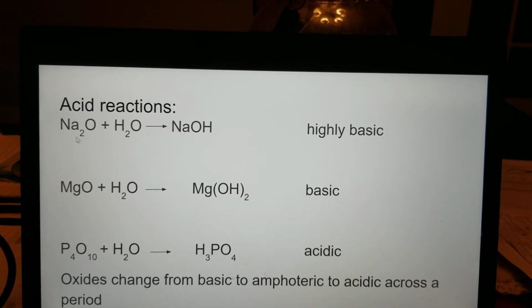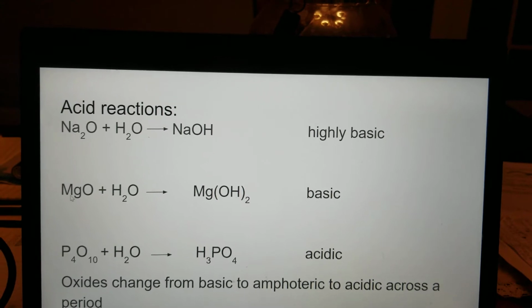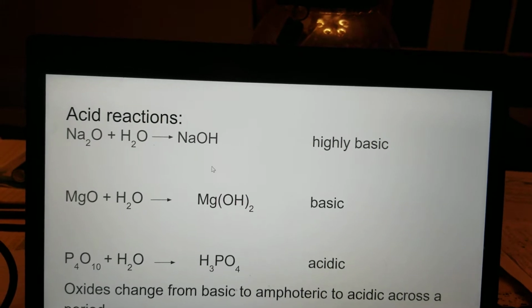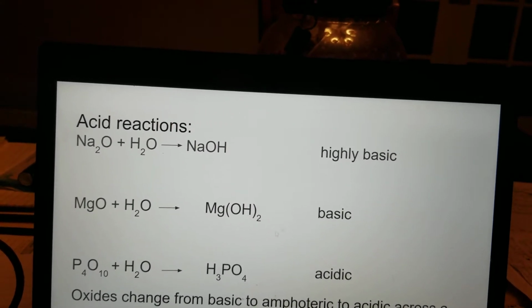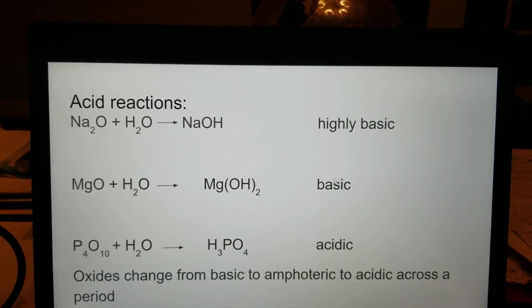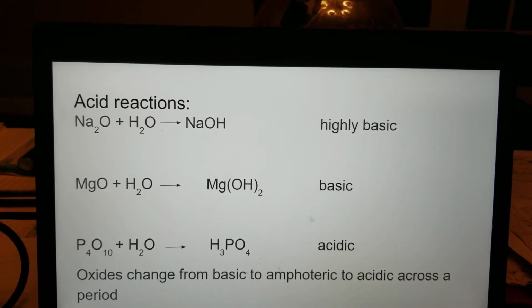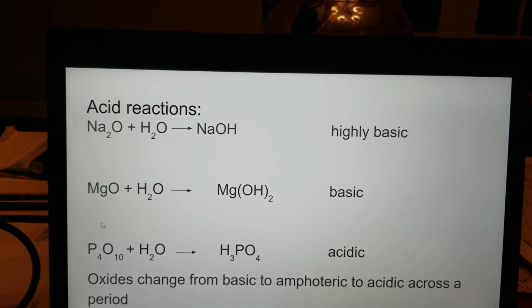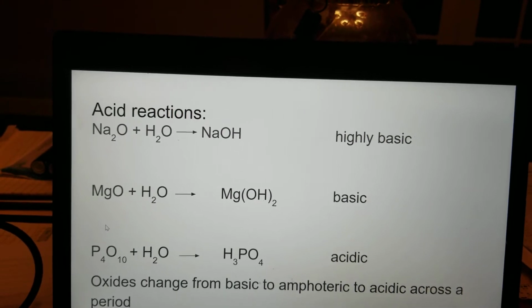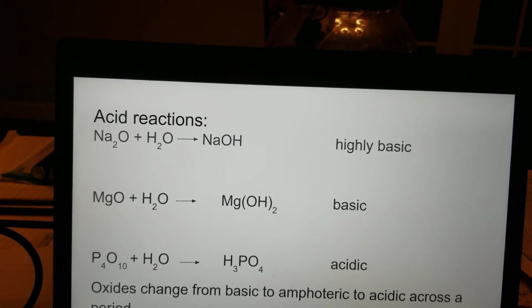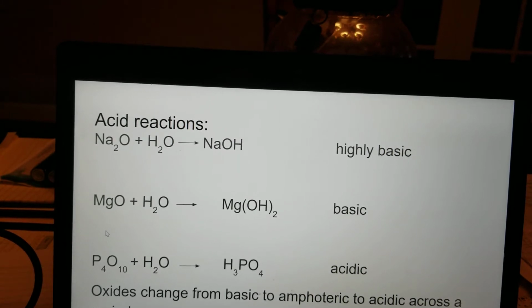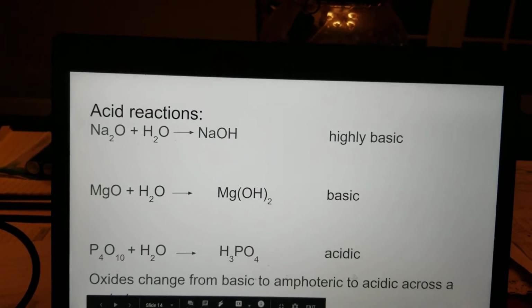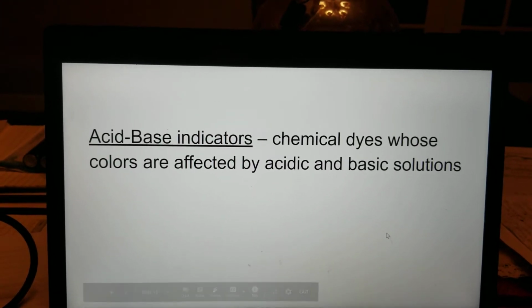So basically, as you have these metal oxides, or any kind of oxides actually, as oxides form substances with water, they go from highly basic to amphoteric to acidic. I don't have an example for amphoteric here, but it would be something from group 4 reacting with water, or something like aluminum oxide. So oxides change from basic to amphoteric to acidic across a period.